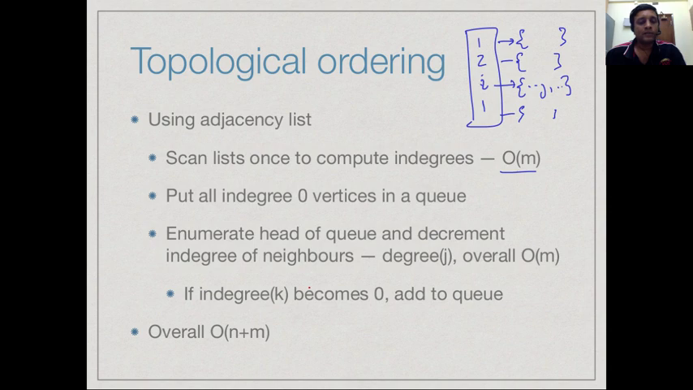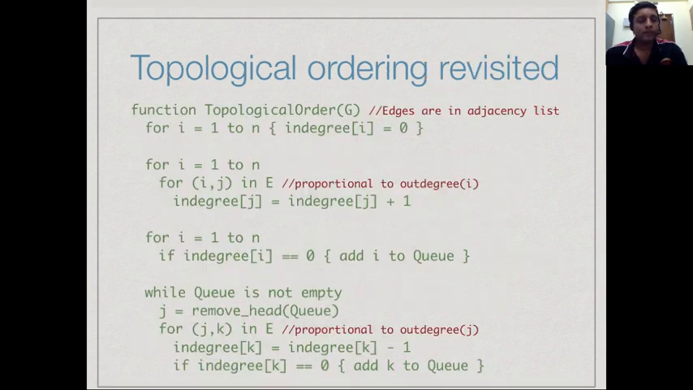So overall, it takes order m time to scan the lists, it takes order n time to start the queue off, and then this is a loop of order n where across all the updates, we will overall update the in degrees order m times. So this is order n plus m.